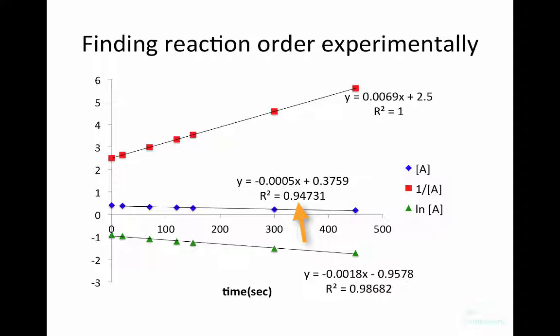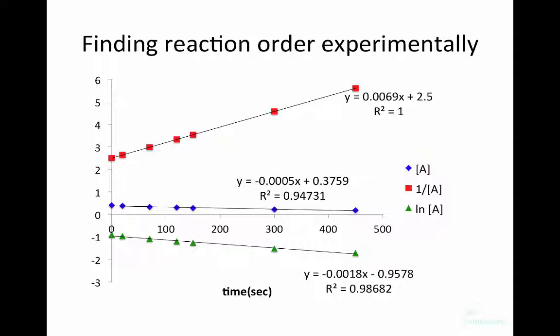Our zeroth order points, those are the blues in the middle, that r squared value is 0.94. So that's less linear than the first order. So it's not zeroth order. Now if you look at the top data, you can see that the r squared is actually equal to 1, and so that is the most linear of all the data sets. So this is actually a second order equation.